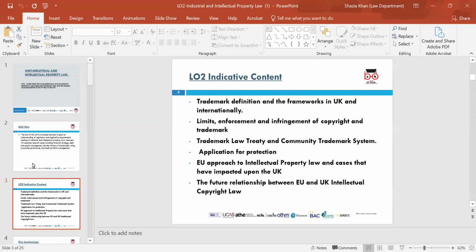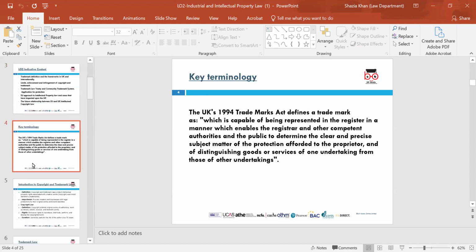So the indicative content for learning outcome 2 is to look at trademark definition and the frameworks in the UK and internationally, look at limits, enforcement and infringement of copyright and trademark law, treaty and community trademark system, application for protection, EU approach to intellectual property law and cases that have impacted upon the UK, and the future relationship between EU and UK intellectual copyright law.